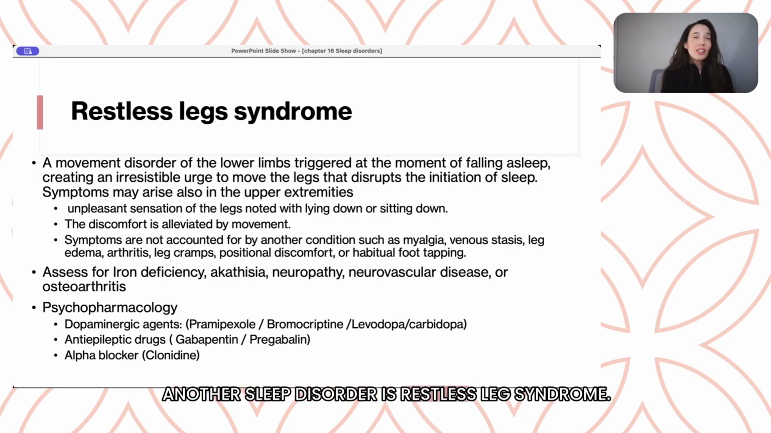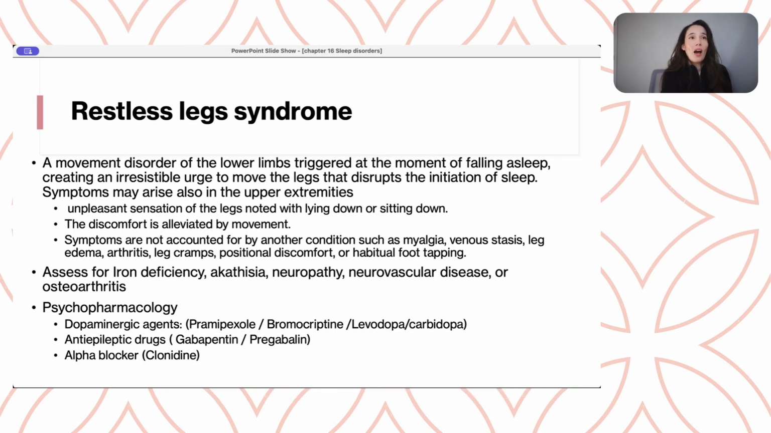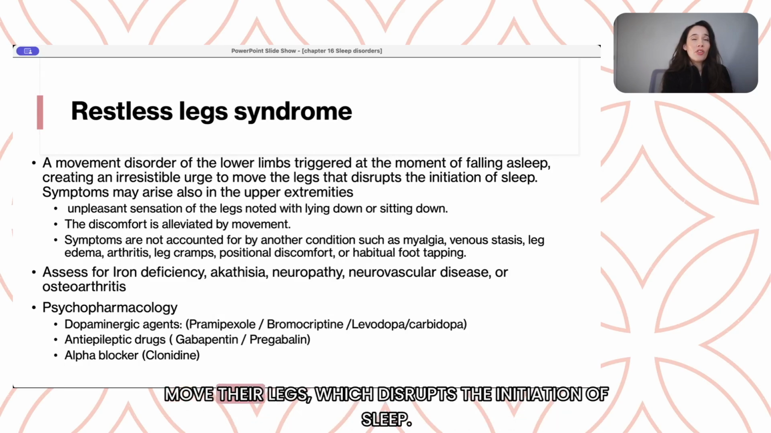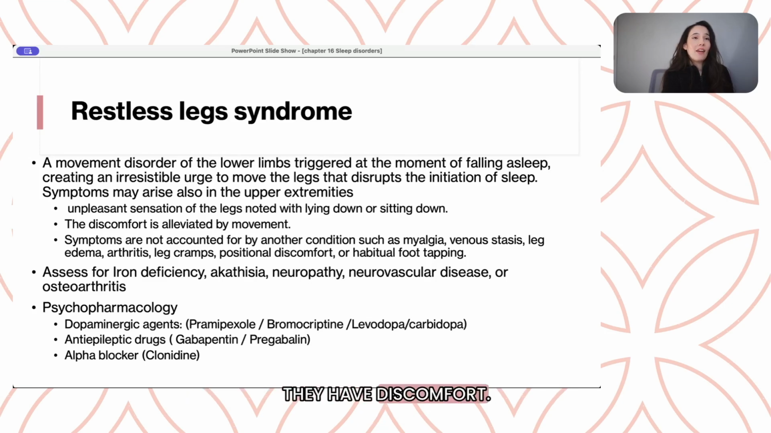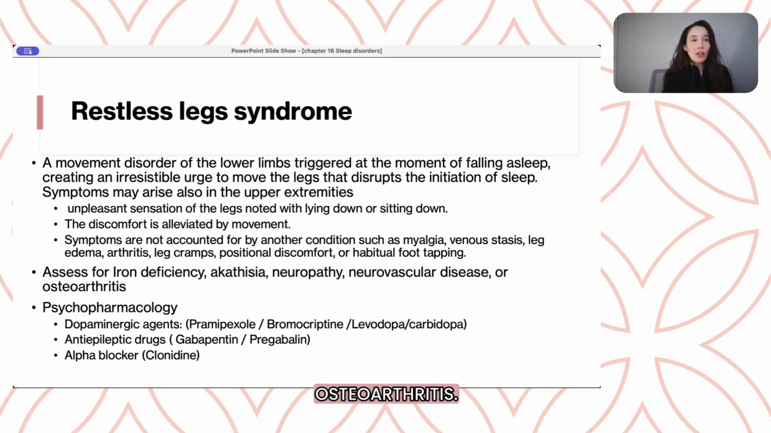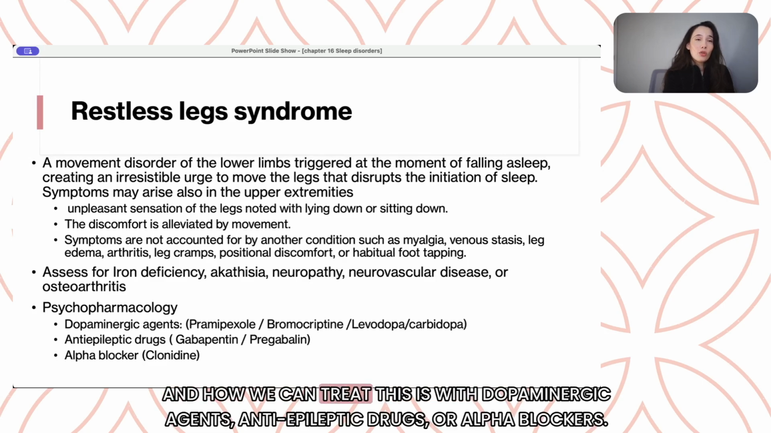Another sleep disorder is restless leg syndrome. When they are falling asleep, their lower limbs start to move, creating an irresistible urge to move their legs, which disrupts the initiation of sleep. It's unpleasant. They have discomfort. We want to assess for iron deficiency, akathisia, neuropathy, neurovascular disease, or osteoarthritis. We can treat this with dopaminergic agents, anti-epileptic drugs, or alpha blockers.